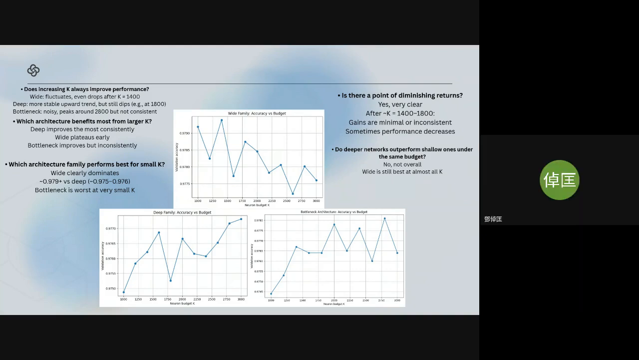Okay. Yeah, and then for the deep one, it seems like the more neuron budget we used, the better the accuracy got.